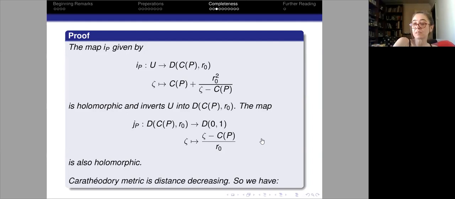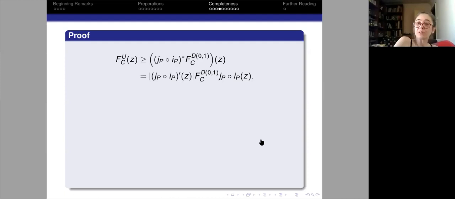So what we get is actually an inequality, which says the value of the Carathéodory metric at the point Z with respect to the whole domain is greater than or equal to the pullback metric of the composition of these two maps with the Carathéodory metric at the unit disk. If you write the definition of the pullback metric, you see that this is equal to the magnitude of the derivative of the composition at the point Z, times the value of the Carathéodory metric with respect to the unit disk at the point JP composed with IP of Z.